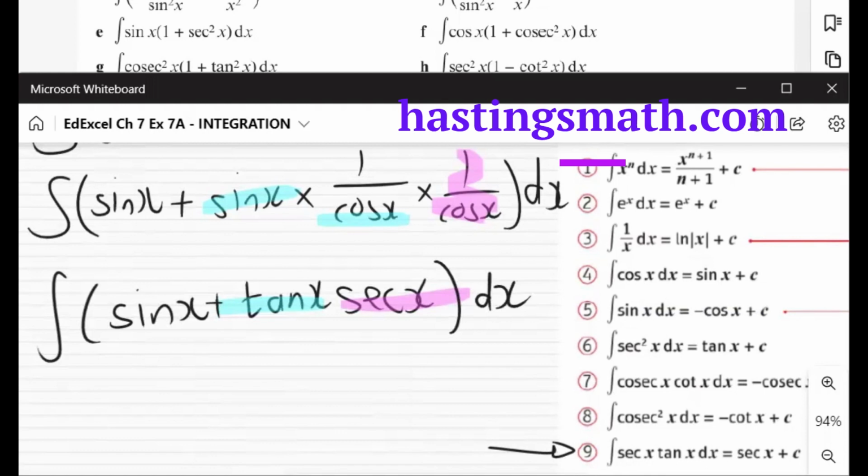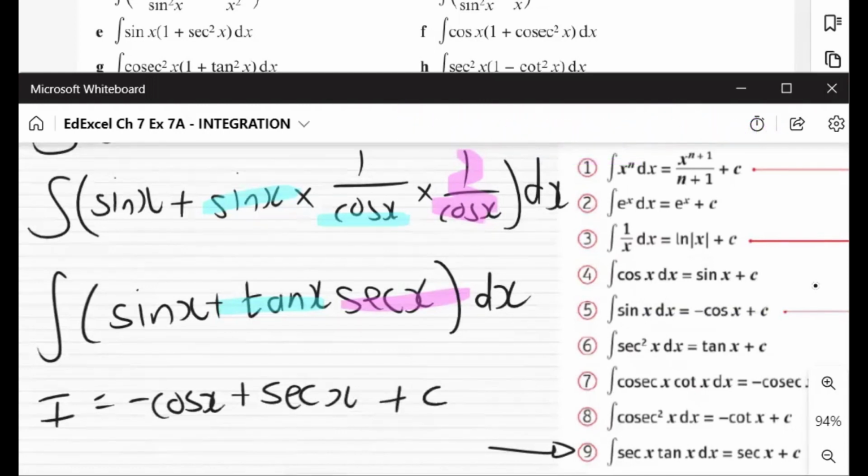We have a form that we can integrate, and our final integral: sine goes to negative cos. Tan sec goes to just sec. And don't forget, it's indefinite, so plus C. That was question 2E.